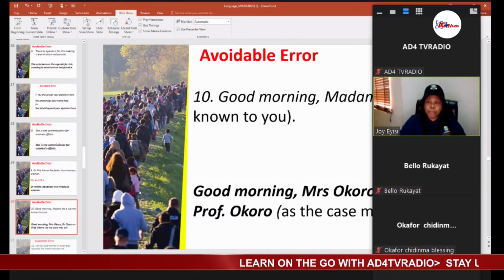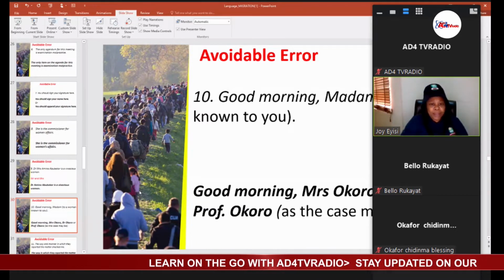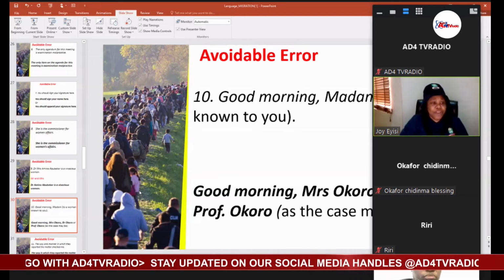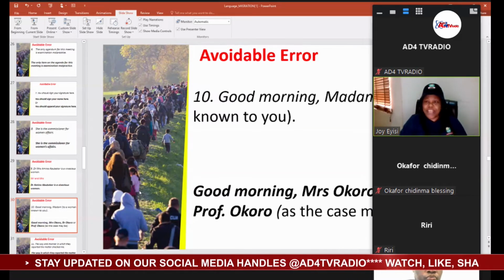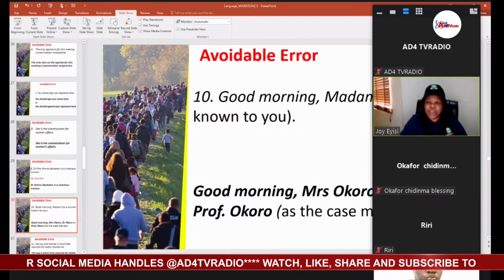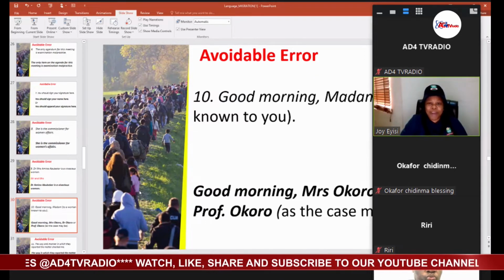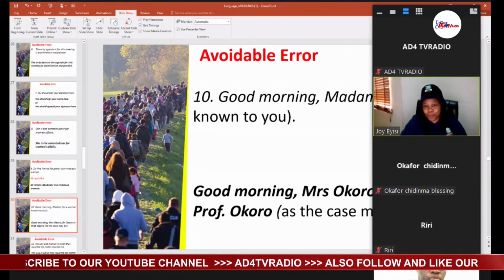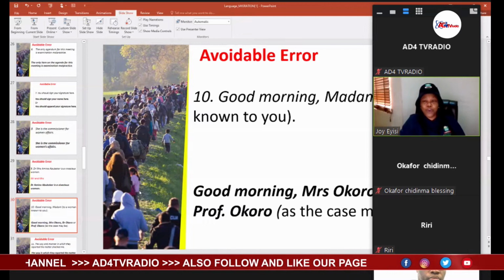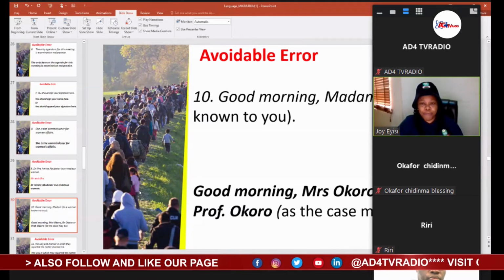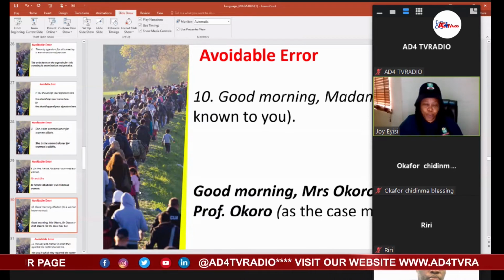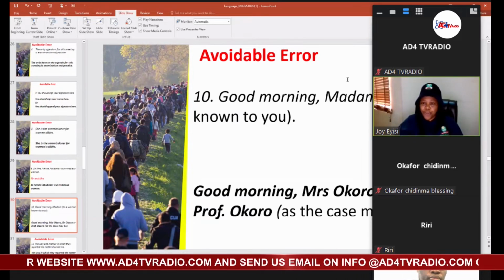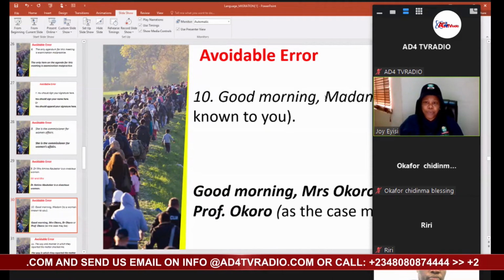Good morning, madam, to a woman known to you. Madam has three different meanings. The first meaning of madam is a polite way of addressing a woman whose name you do not know. That means that the moment you know the name of this woman, it ceases to be madam to you. When you do not know the name, use madam.